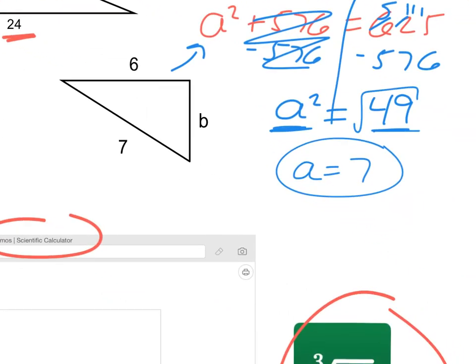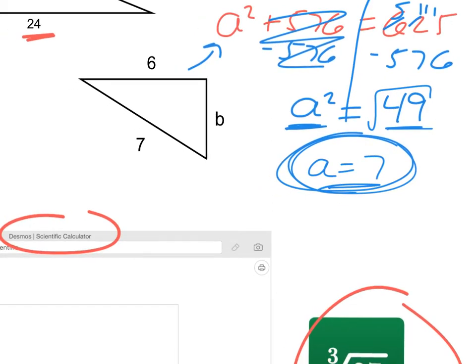On the Schoology answers, you do have to write it like this: A equals 7. So make sure you put the variable in there and the answer. You put it in like an equation for any of the problems. It'll tell you otherwise if it doesn't want that, but a lot of them will say put it in like this.